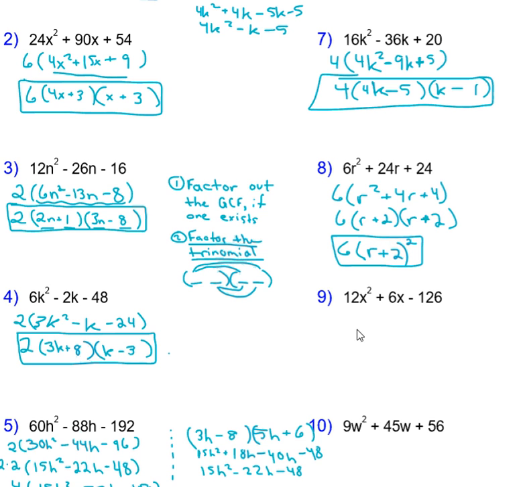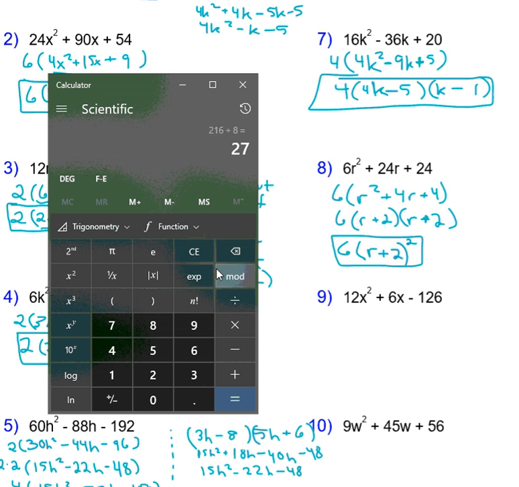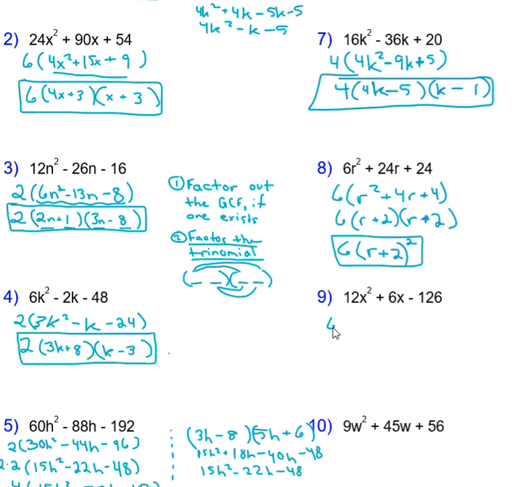Let's go to number 9. Greatest common factor on number 9. Let's see, does 6 go into 126? It definitely goes into 12. 126 divided by 6 is 21. Yes, so 6 is my greatest common factor.